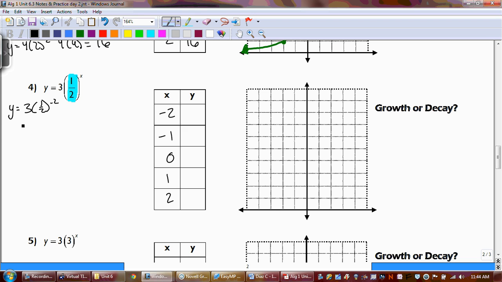1/2 to the -2, 1/2 to the -1st, 1/2 to the 0, 1/2 to the 1st, and 1/2 squared. Okay, so however you're comfortable doing it, I want you guys to do the rest of this on your own. So see if you can figure out what all the y's are and then put your graph in. Okay, go ahead and pause the video and good luck.